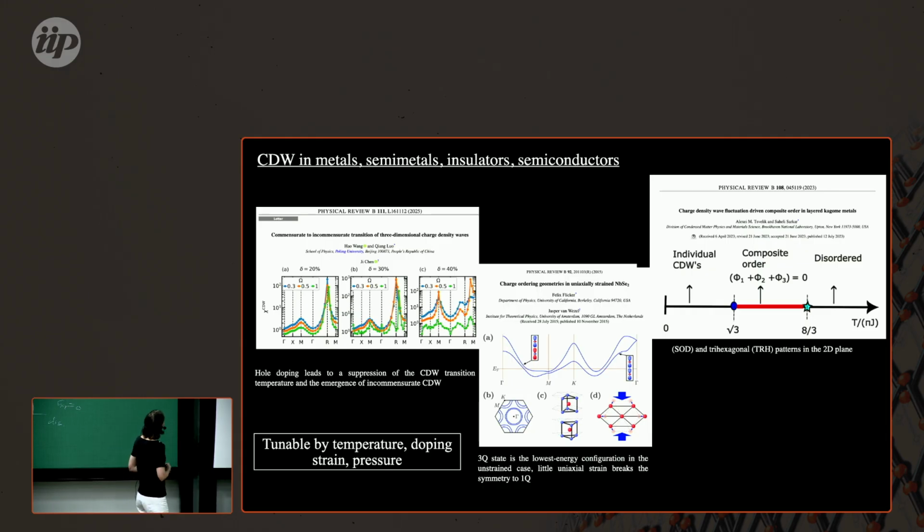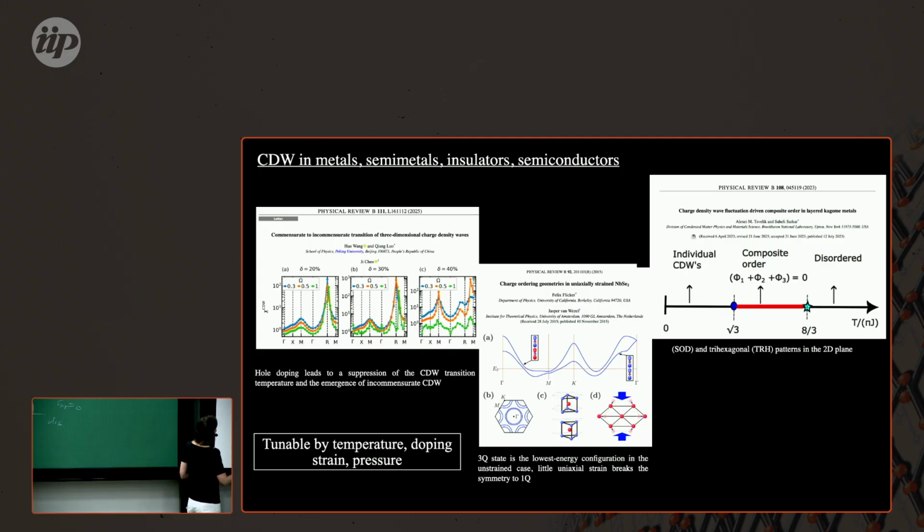Also, they can happen in many systems, and for instance, can be modulated by doping, like in this case. So, hole doping here leads to the suppression of the charge density wave transition temperature and the emergence of actually an incommensurate charge density wave, where the periodicity of the charge is not an integer multiple of the periodicity of the lattice. Yeah, here there are other examples.